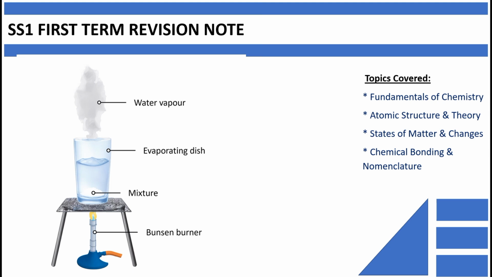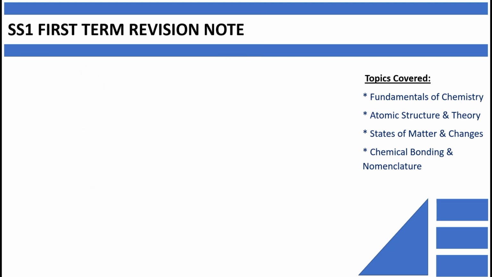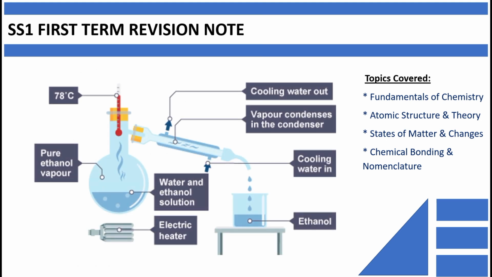But there's another diagram that looks like this. We call it distillation. In distillation, we are interested in recovering a liquid. We heat up the liquid to become gas, and the gas is cooled again and collected through a condenser. That particular liquid we get from this, we call it a distilled liquid.